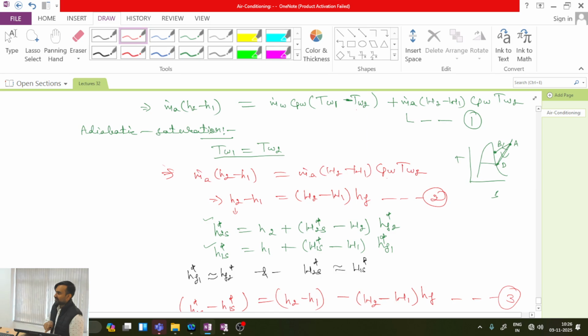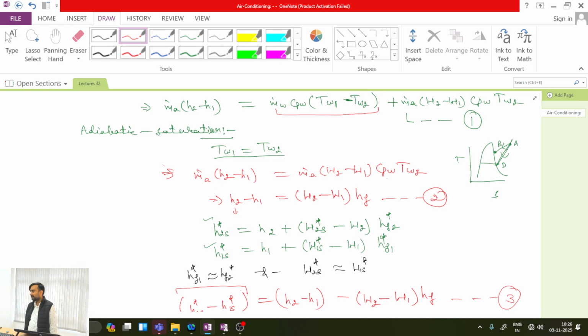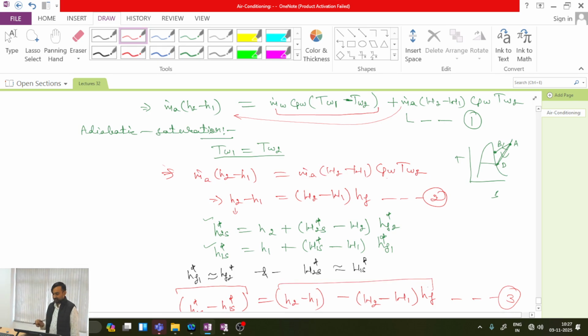So m dot a into (h2 minus h1) minus m dot a into (w2 minus w1) into hf, if I do that, then I will be getting that this term must be equal to m dot a into this term. Are you able to see this similarity or not? Take this term to the other side. If you take it to the other side, it will become m dot a into (h2 minus h1) minus (w2 minus w1) into cpw into tw2, which is this term. So the left hand side is this, and these two must be the same.